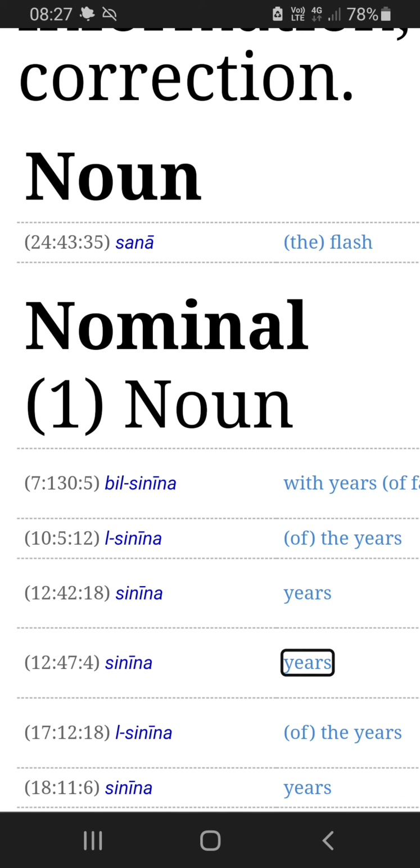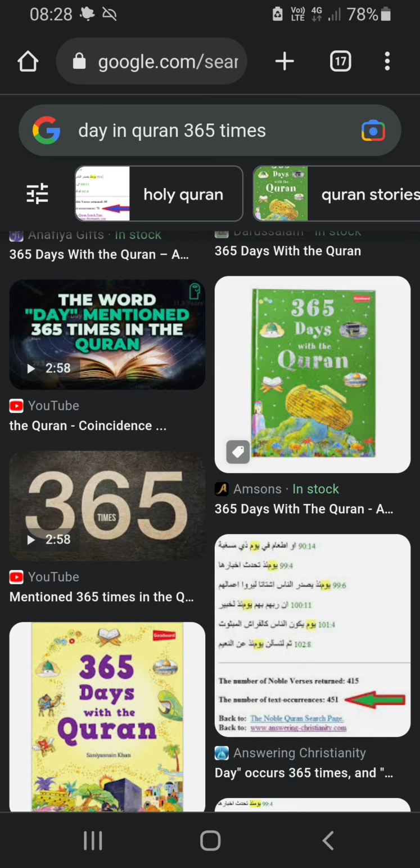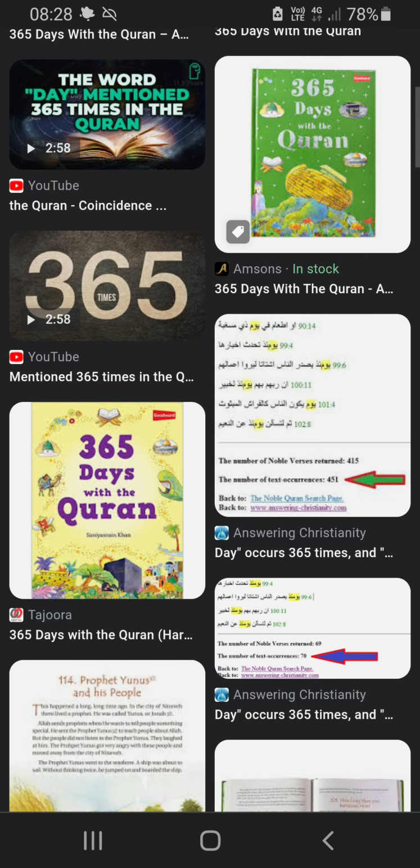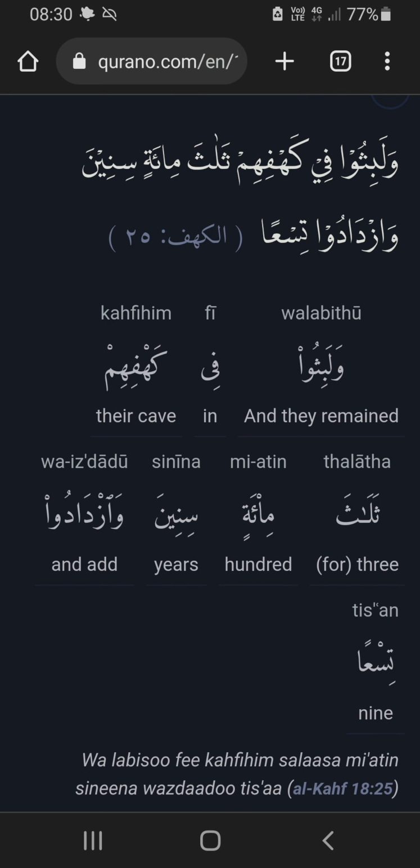and apparently the word day is mentioned in the Quran 365 times. So the question is, why do we follow a lunar calendar which gives us 354 days every single year? That would be too much for me to go into right now, but if you do a quick Google search, you'll find 365 occurrences of the word day mentioned in the Quran. So seeing as I've made the video this long, I might as well finish it off. This video began with the calculation of time, and it's going to end with the calculation of time.